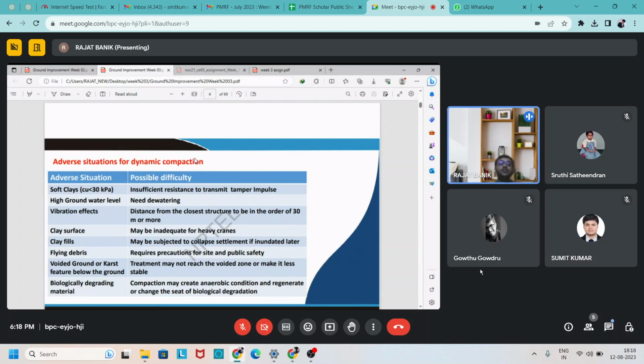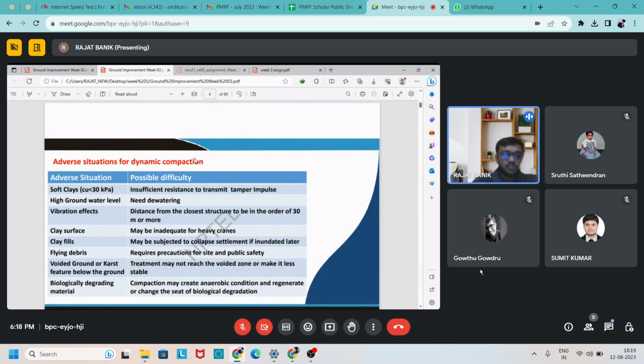Also, it cannot be used in some places because it creates flying debris, which can cause environmental damage or harm to humans, for example disturbing respiration. So some precaution or safety measures may be required.